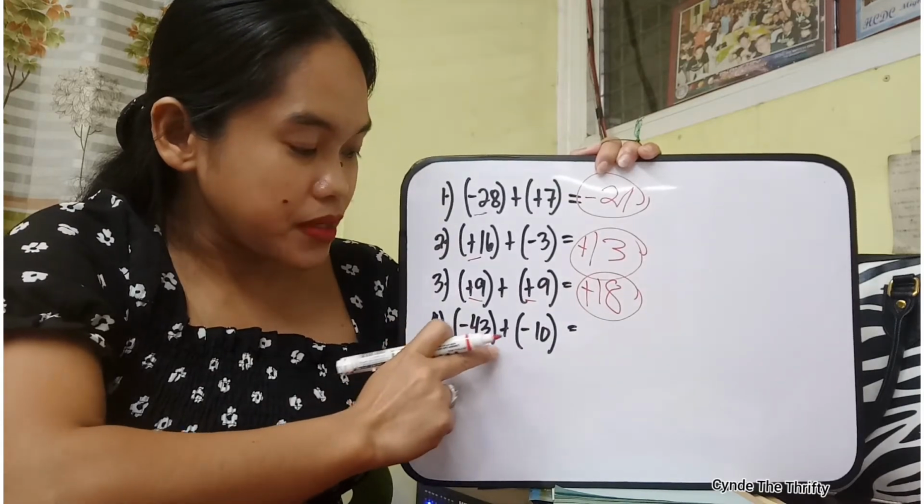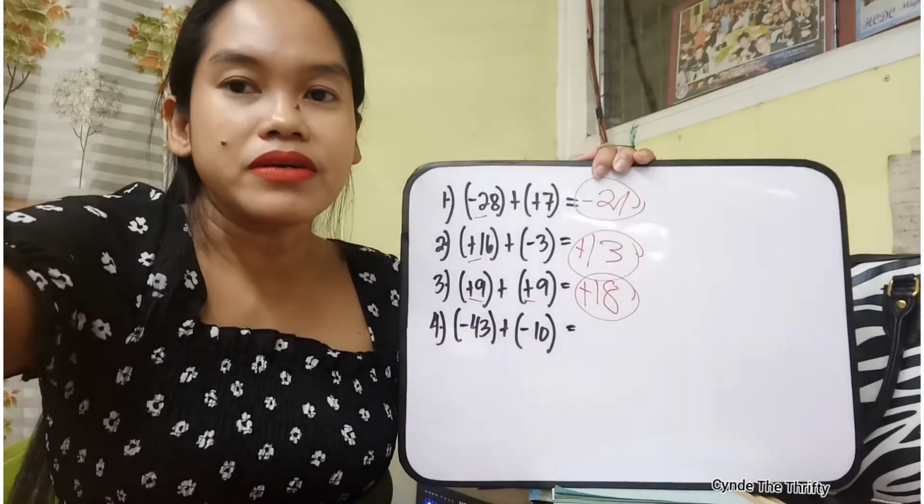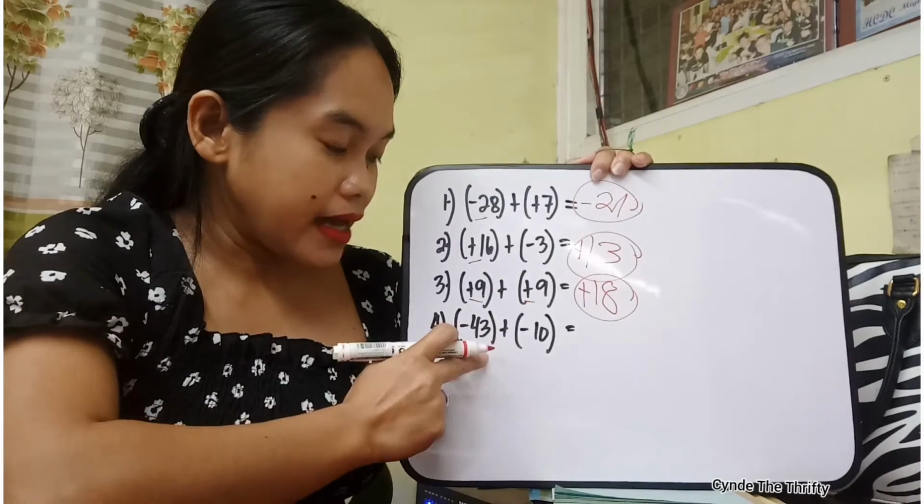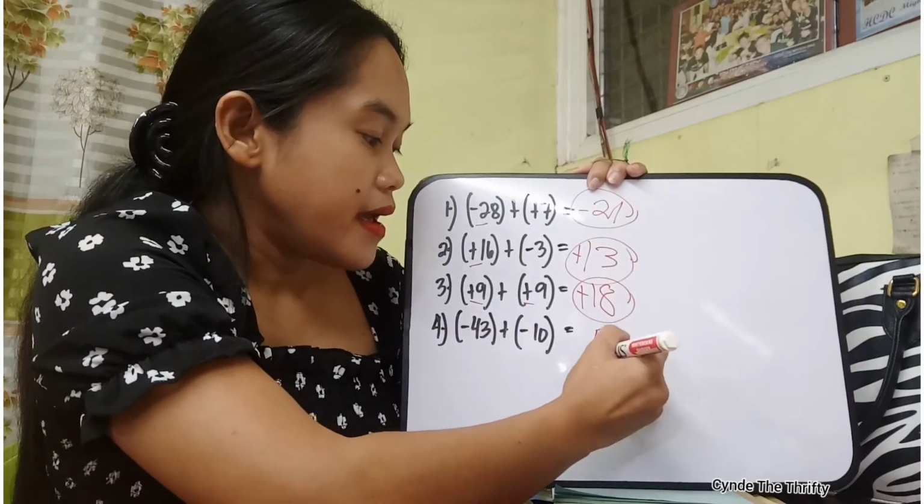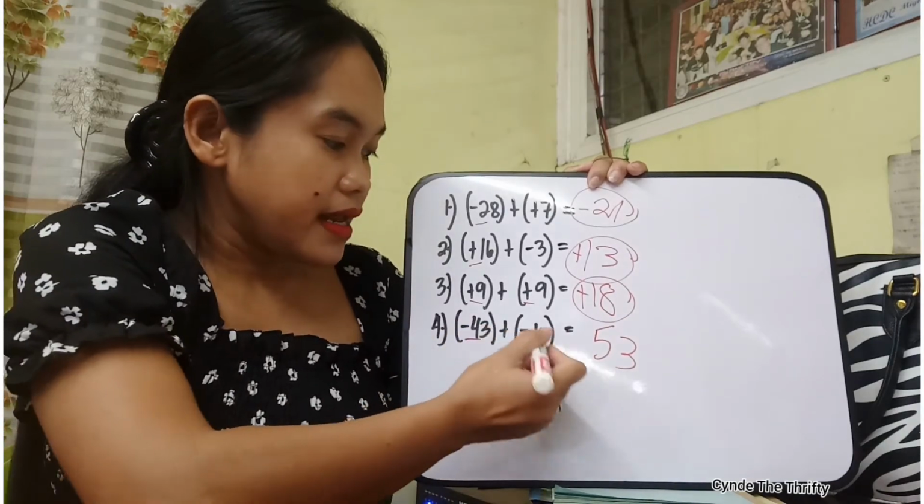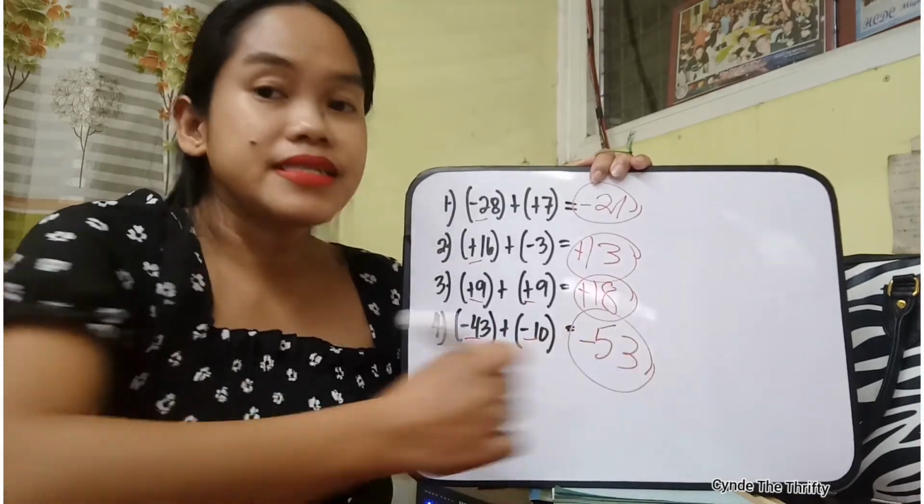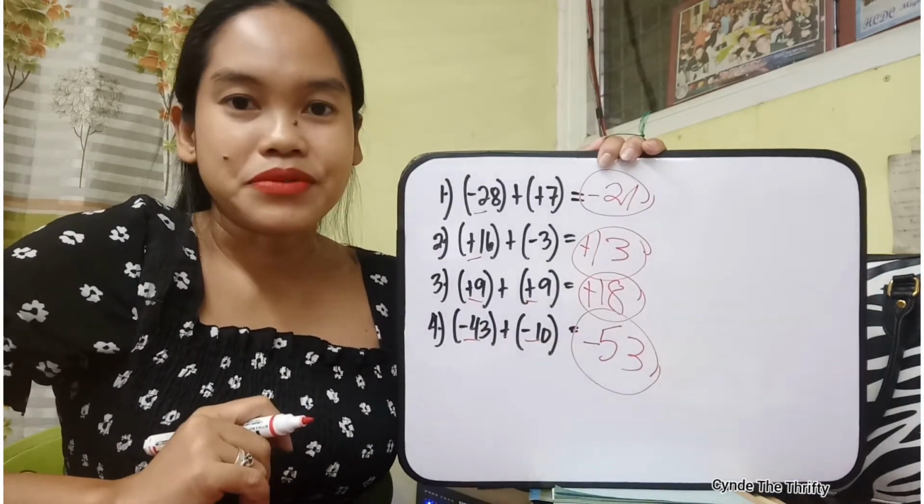So, negative 43 plus negative 10. Again, magkapareho yung sign nila na negative. So, i-add natin yung number. 43 plus 10 is equal to 53. And ano yung kanilang common sign? Negative. So, ibig sabihin, ang ating sagot is negative 53.